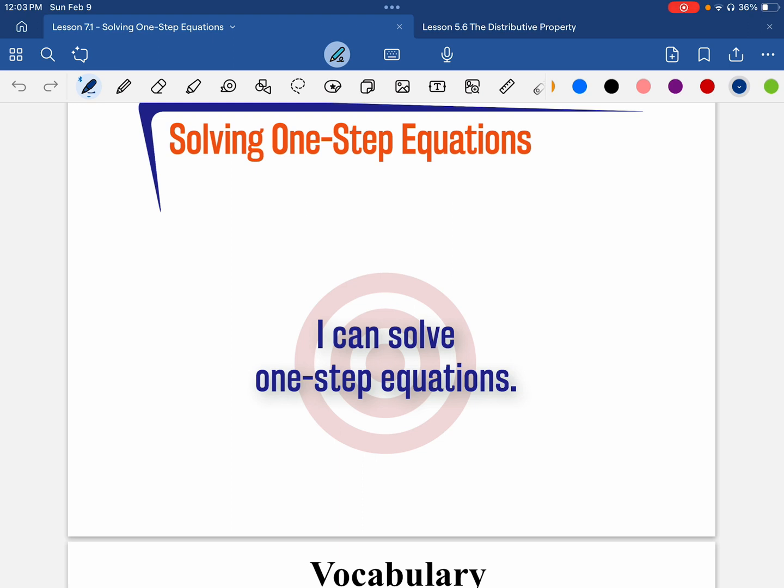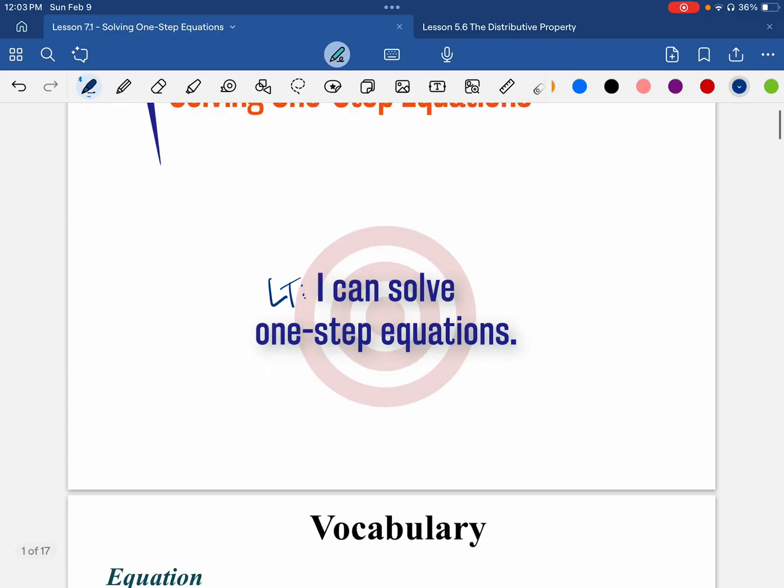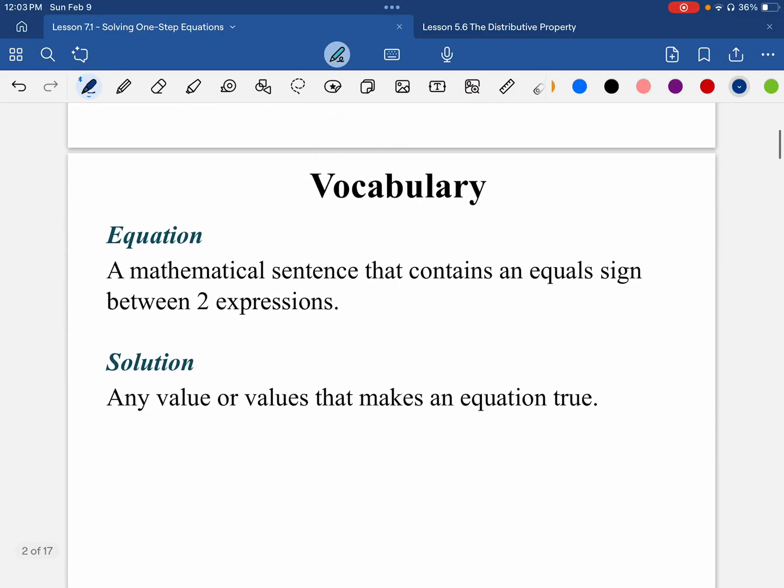That way, if you have any questions tomorrow, you have them ready to go for me to answer them. Your learning target for today is: I can solve one-step equations. There are some vocab words here. I did not print out the vocab sheet for you guys, so we can get these added when I get back. We have been working with expressions so far, so now we're going to transition into the word equation.